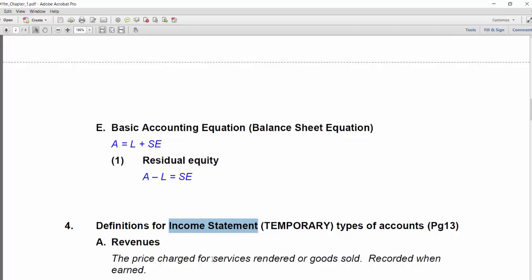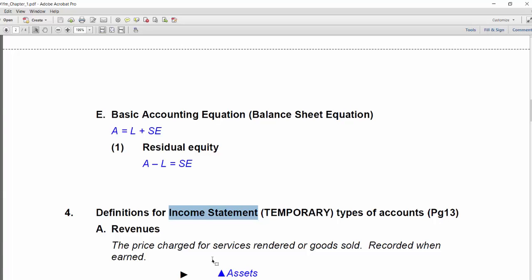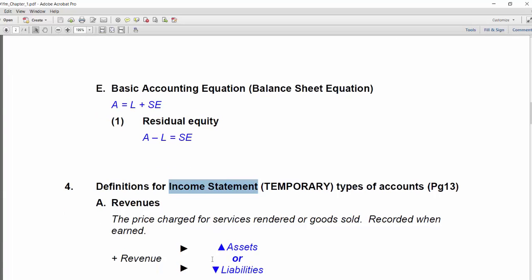So revenues sounds like something good, right? There should be some positive side effects from revenues, and there are. Either our assets will increase or our liabilities will decrease every time we generate revenue. How do we generate revenue? Not by increasing assets or decreasing liabilities, but by providing services or products to our customers or clients.